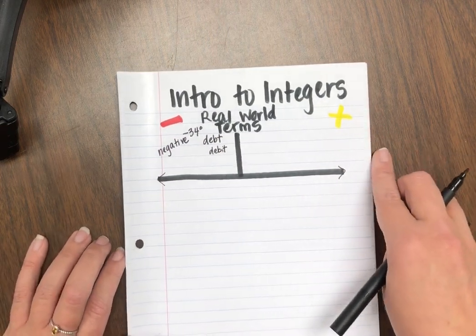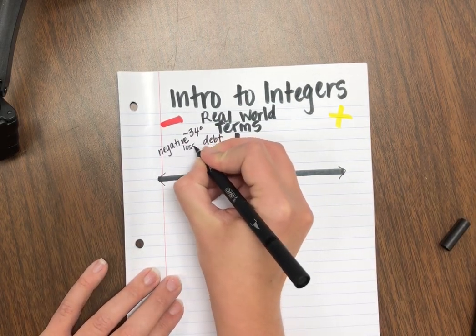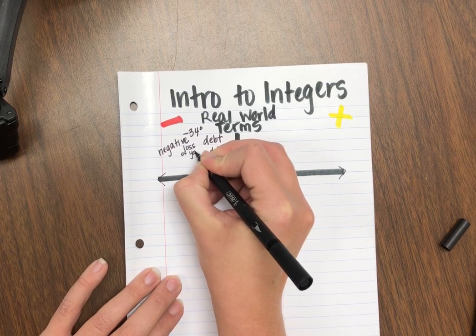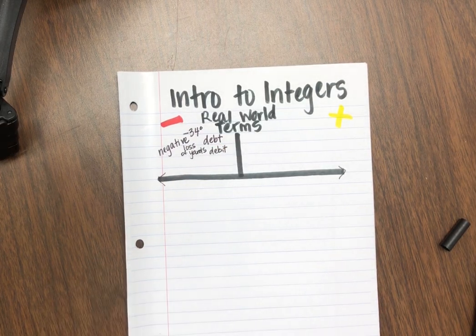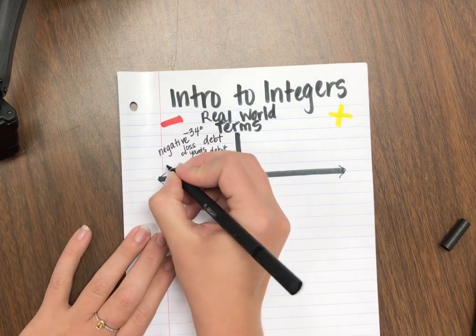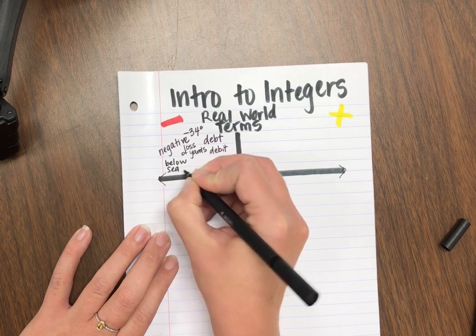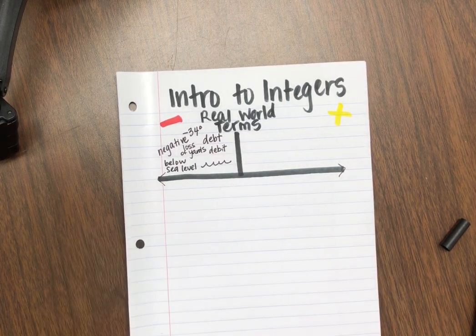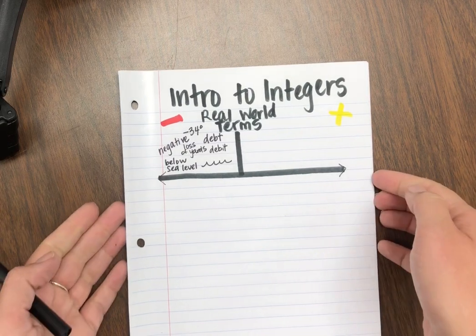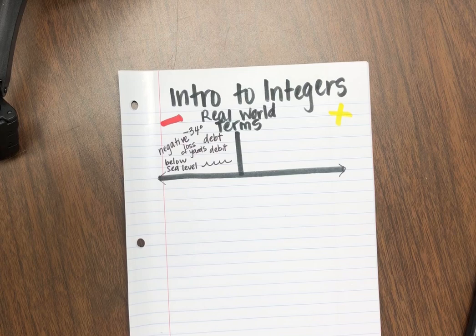What about those of you who play football? If you play football, a loss of yards is technically a negative integer, a loss of yards. And then there's one more. If you have a city that's below sea level, then that would be definitely a negative integer.